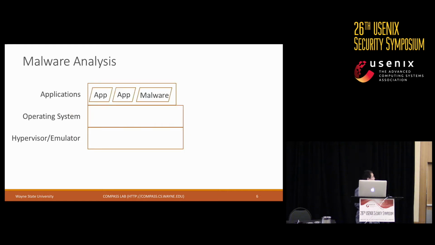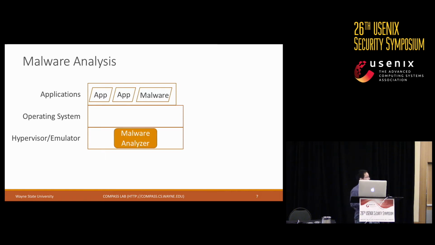And in the malware analysis system, we say there may be 3 different layers. The hypervisor or emulator layer aims to virtualize, or we say emulate, a physical machine. And on top of the hypervisor and the emulator, there is an operating system. And the operating system will provide system-level APIs for the applications running inside this operating system. And in the application layer, we may have some benign applications and also the malware.